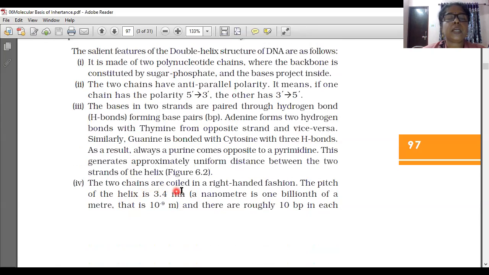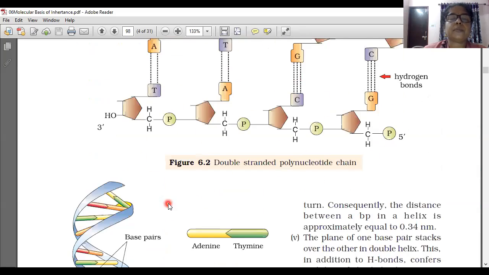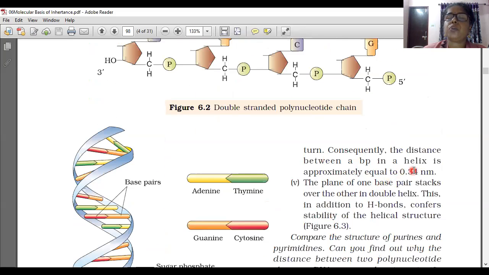The two chains are coiled in a right-handed fashion. The pitch of the helix is 3.4 nanometer and there are roughly 10 base pairs in each turn. Consequently, the distance between a base pair in a helix is approximately equal to 0.34 nanometer.